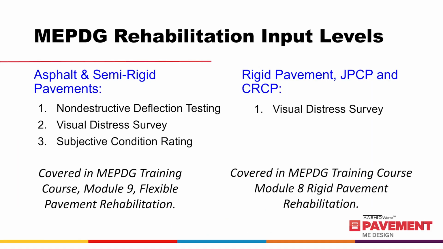Now let's review the MEPDG rehabilitation input levels for different types of pavement. For asphalt and semi-rigid pavements, Level 1 requires the back-calculated elastic layer moduli for the asphalt and other layers from deflection testing. Level 2 needs the amount of fatigue cracking, transverse cracking, and rutting from the visual distress survey, and Level 3 only requires a subjective condition rating, such as structural and environmental. We will not go into detail on these input levels, as this topic is covered in an MEPDG training course, Module 9, Flexible Pavement Rehabilitation.